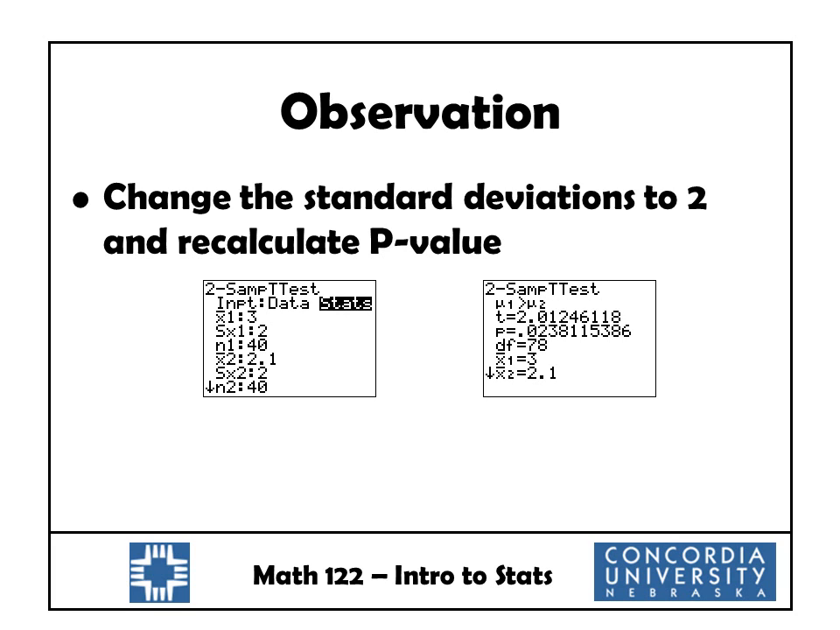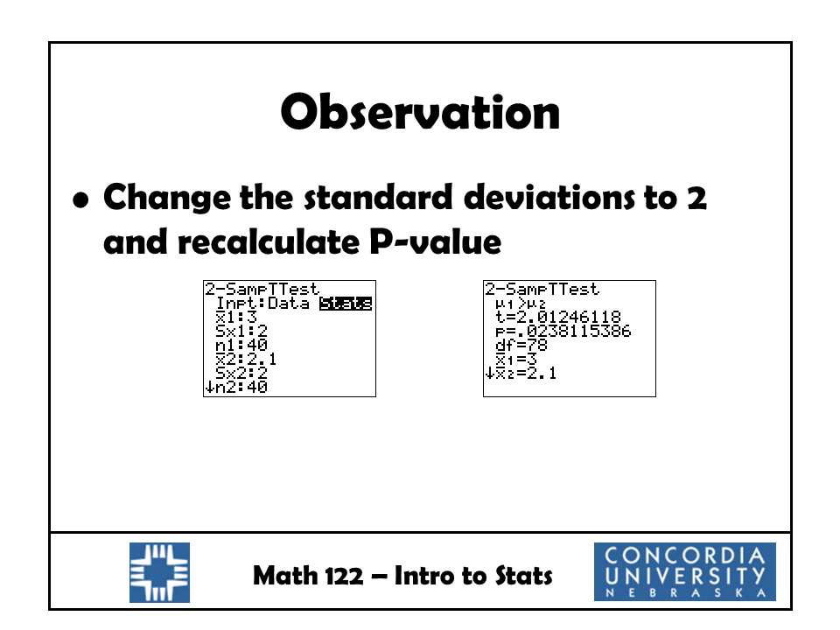Now let's just make a quick observation here. We noted that in our original data we had very large standard deviations. Let's change those standard deviations to a smaller number and just see what happens. So let's change both those standard deviations to 2 and recalculate the p-value. Let's keep our sample sizes and our sample means the same. So there in the left window you see how we've entered SX1 to be 2 and SX2 to also be 2. Everything else is the same.